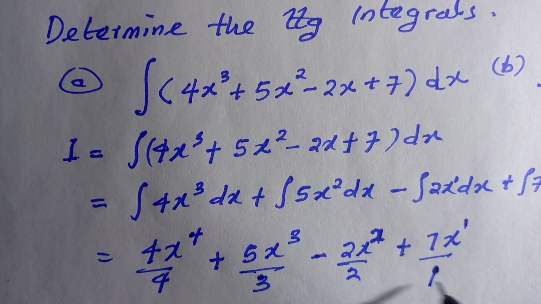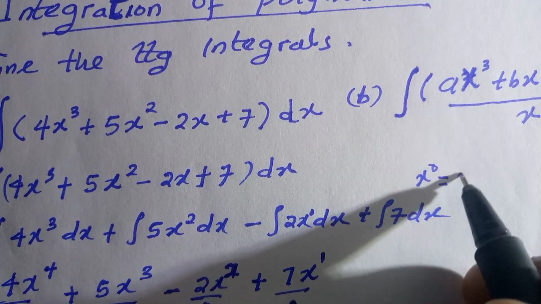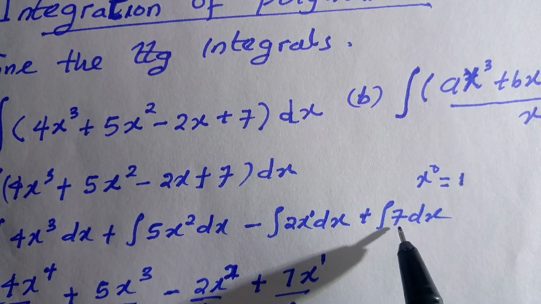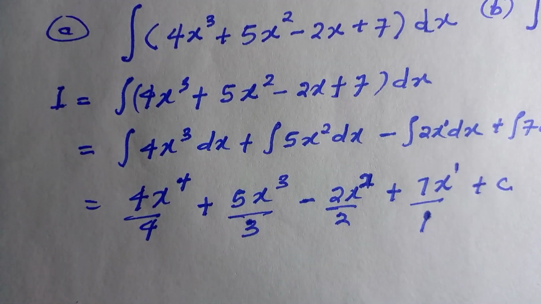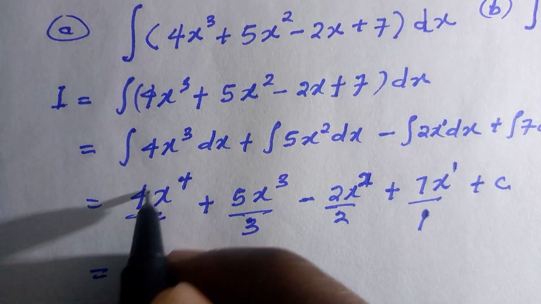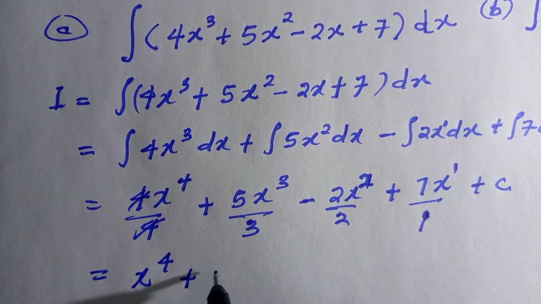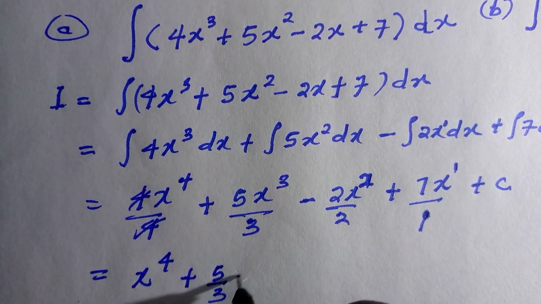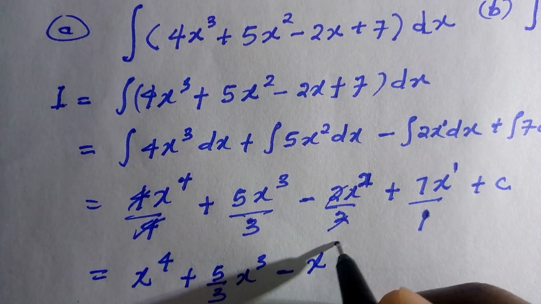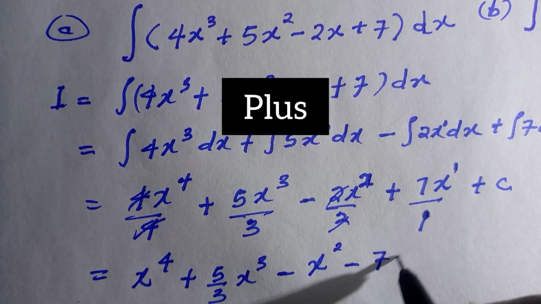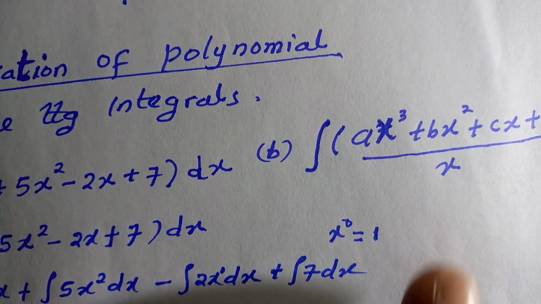If you still divide it by 1, you still get the same thing. And x raised to power 0 is 1, so that's how we got x attached to this 7, plus the constant of integration. Here the 4 cancels, and we have x raised to power 4 plus 5 divided by 3 x raised to power of 3 minus, as the 2 cancels, x raised to power 2, plus 7x raised to power 1 plus c. And that's how to get it.